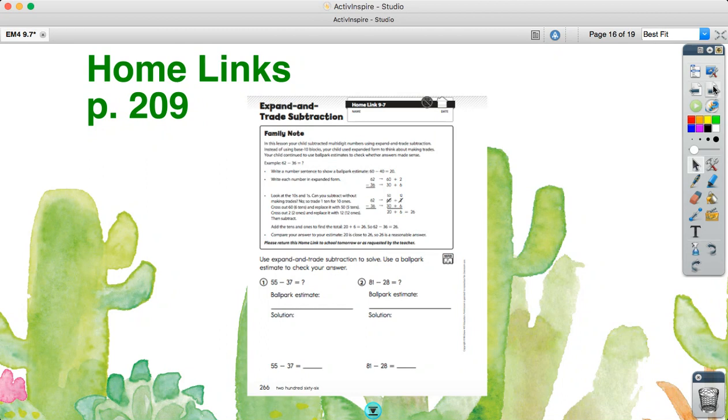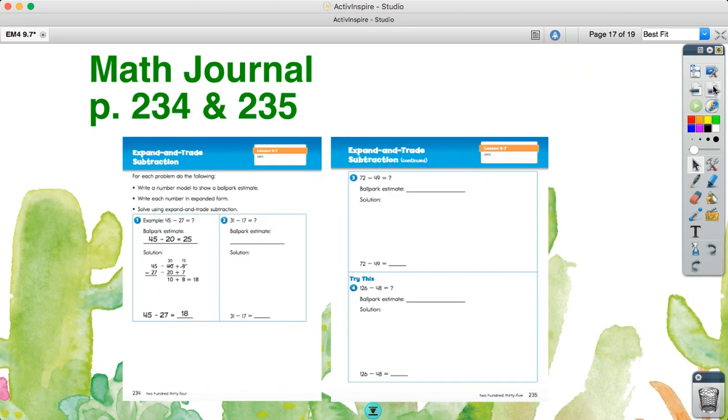Today's home links page is on page 209. Use expand and trade subtraction to solve. Use a ballpark estimate to check your answer. Number 1, 55 minus 37 equals. Number 2, 81 minus 28 equals. Today's math journal pages were on page 234 and 235. We completed these pages together.